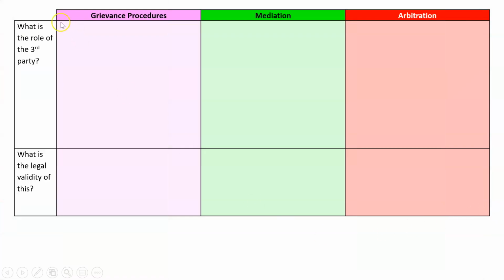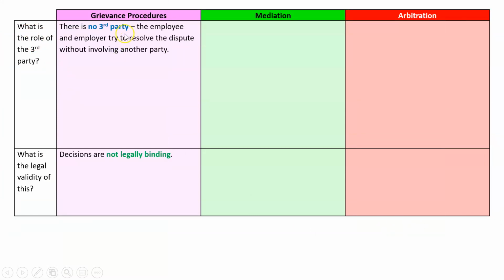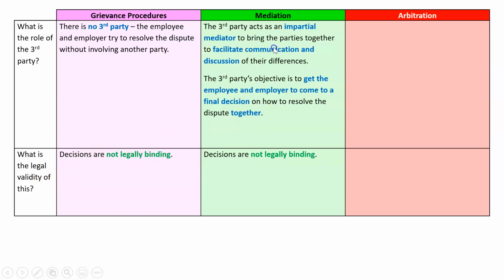That leaves some other things. What is the role of the third party? In a grievance procedure, there is no third party. We're trying to work it out between the employee and employer. And is the final decision legally valid? No, it's not a legally binding decision here. With mediation, there is a third party, which could be the Fair Work Commission, but they bring people together to facilitate communication and discussion, trying to get the parties themselves, employee and employer, to resolve it. So decisions there are not legally binding either.